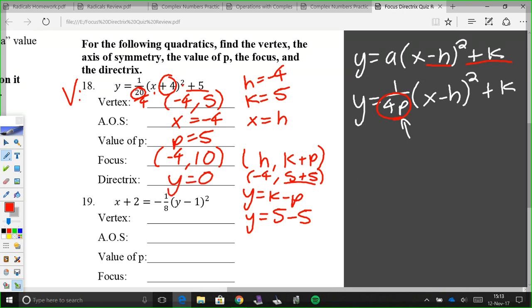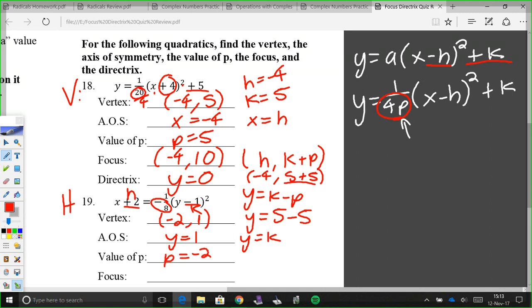All right? The only difference in number 19 is this is a horizontal parabola, so its h and k are a little bit backwards. That's your h, that's your k. Opposite here and opposite there, making the vertex -2, +1. The axis of symmetry is y equals k, another formula for a horizontal parabola, and this would be y equals 1. This k is 1. The value of p, since it's -8 here, -8 divided by 4, p would equal -2.